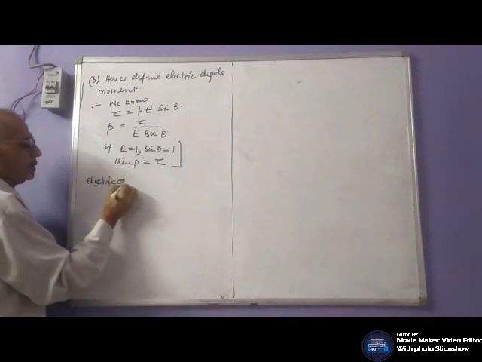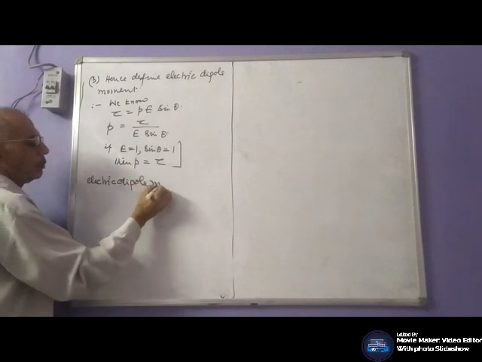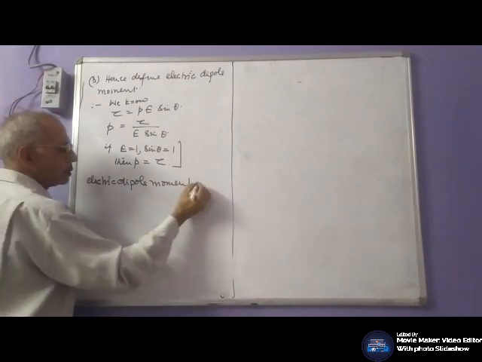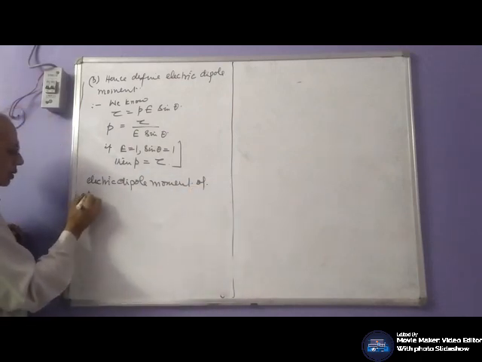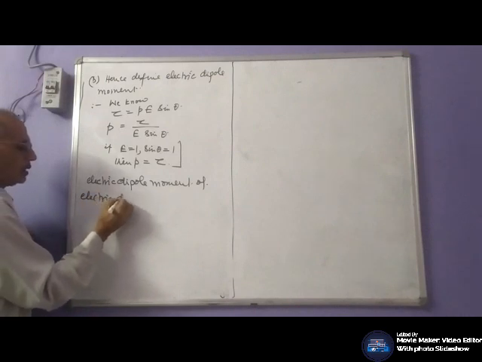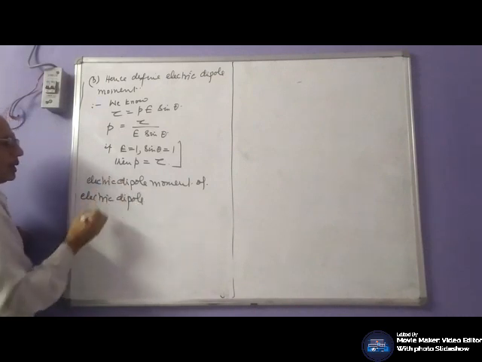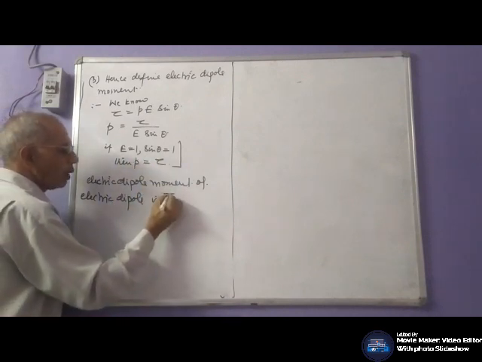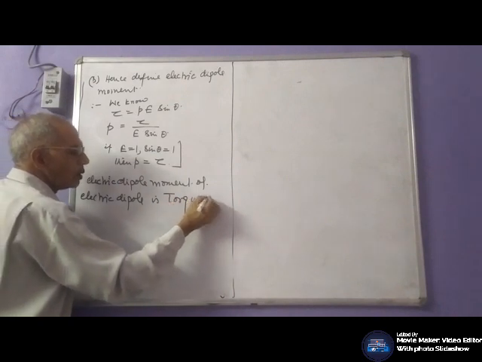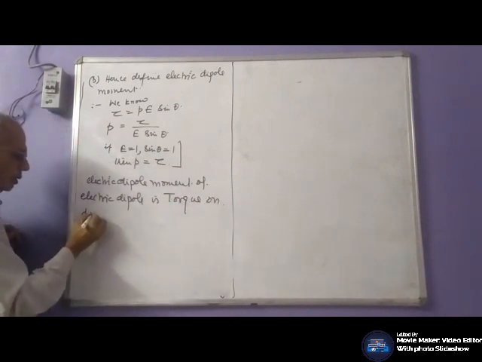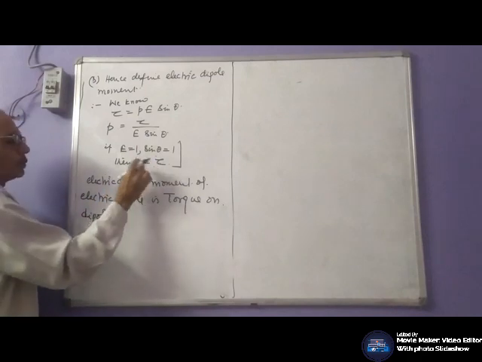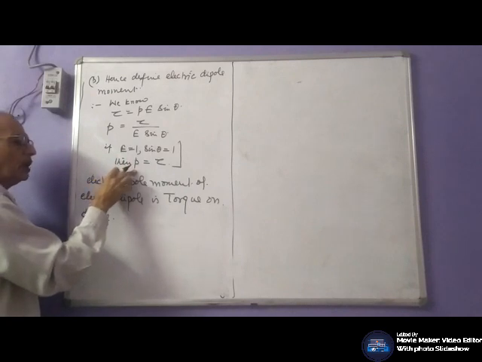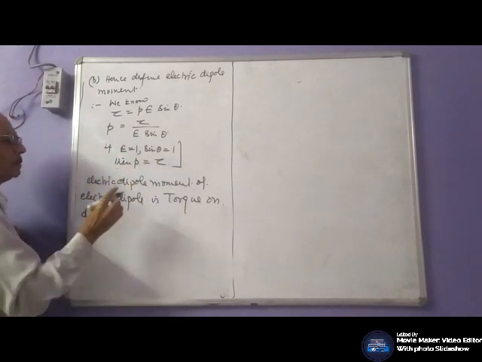Electric dipole moment of an electric dipole is the torque on the dipole. इलेक्ट्रिक डाइपोल मोमेंट किसका है? ये डाइपोल का. It is torque on the electric dipole.